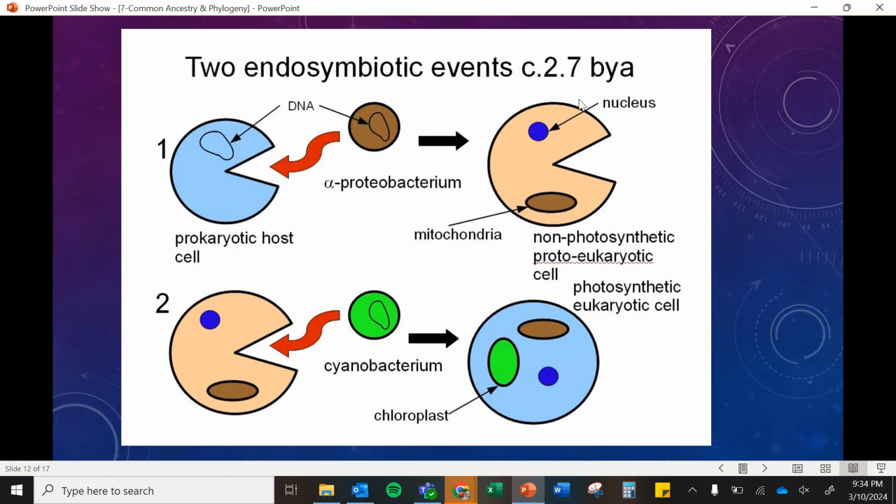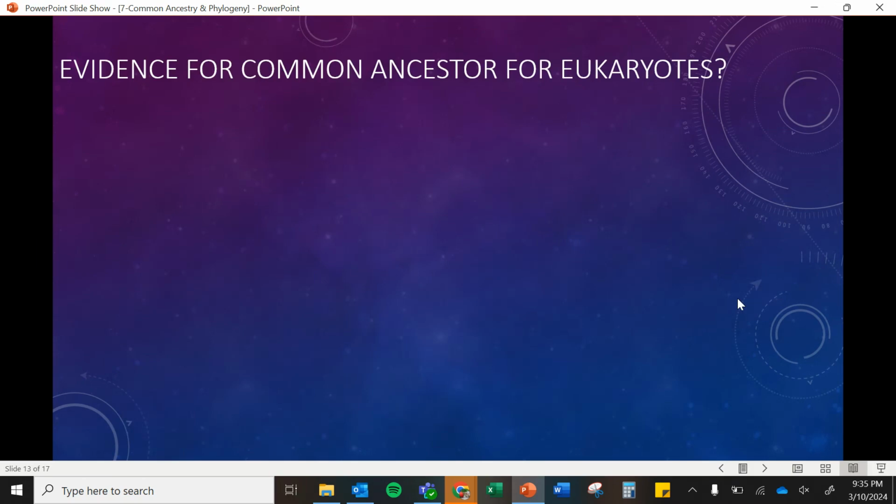endosymbiosis, where we originally had a prokaryotic cell and then another prokaryotic cell, and then endosymbiosis, where that cell is engulfed by the other cell, so that now we have a cell that has other cells inside of it, and that could have been our precursor for our chloroplasts and our mitochondria. Okay, this is a theory about where these chloroplasts came from.